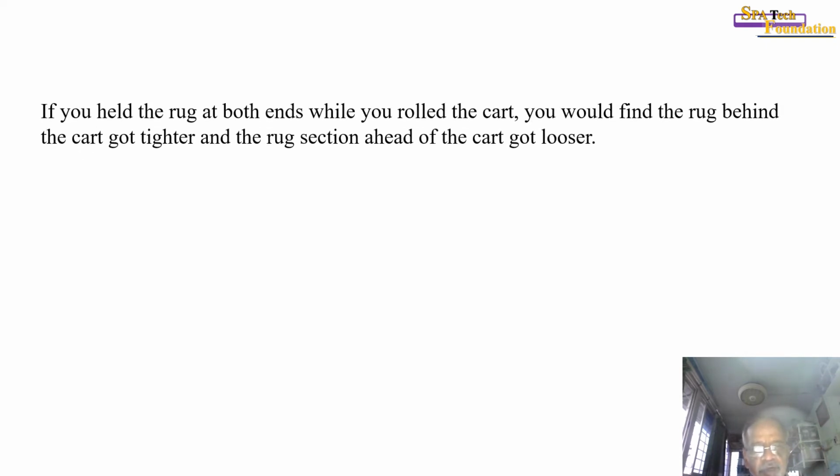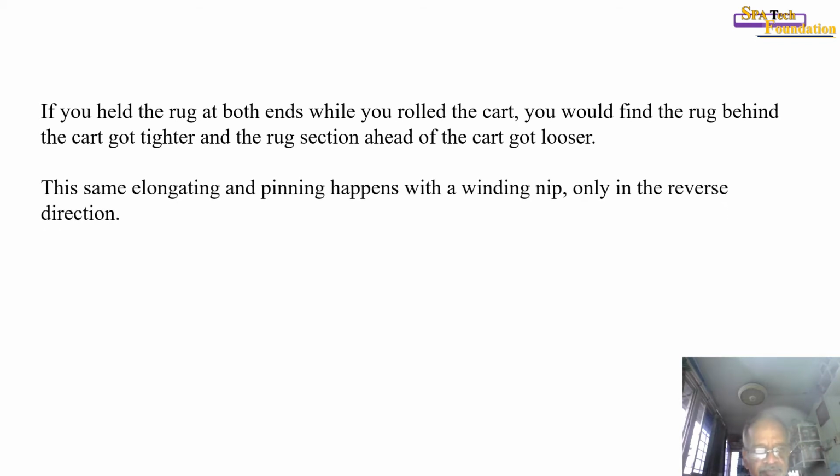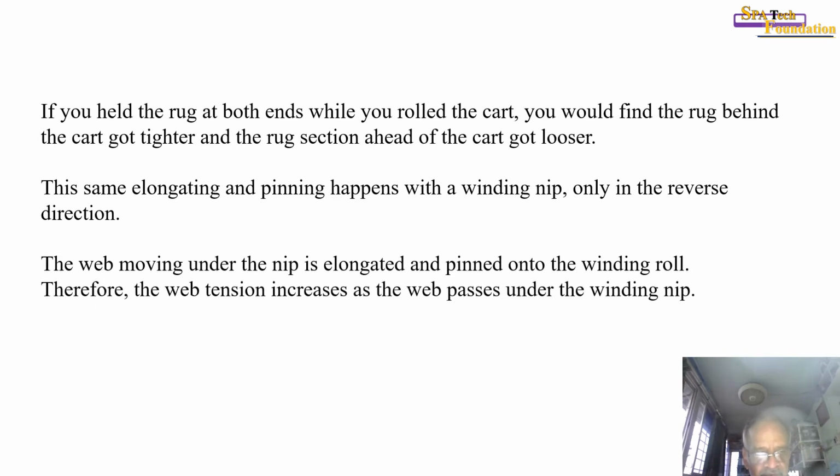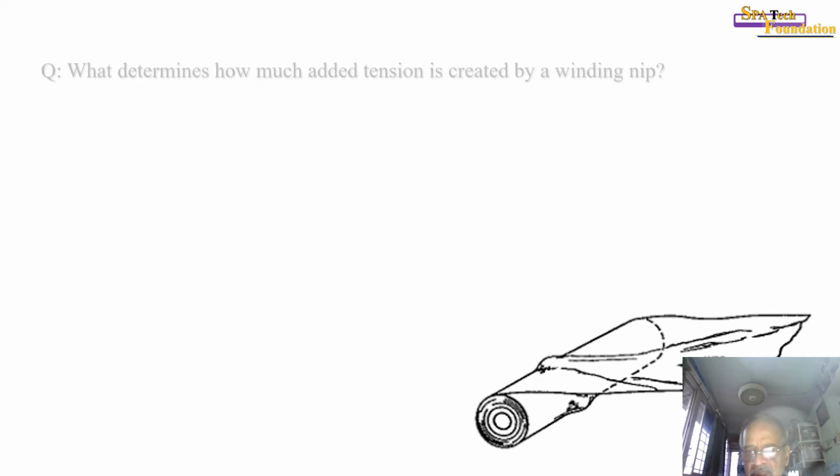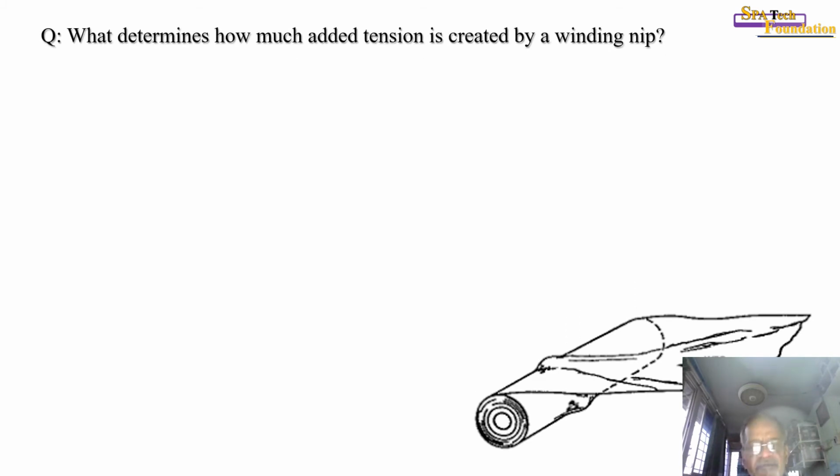If you held the rug at both ends while you rolled the cart, you would find the rug behind the cart got tighter and the rug section ahead of the cart got looser. The same elongating and pinning happens with a winding nip, only in the reverse direction. The web moving under the nip is elongated and pinned into the winding roll. Therefore, the web tension increases as the web passes under the winding nip. Here is a picture of how the air travels with the roll.